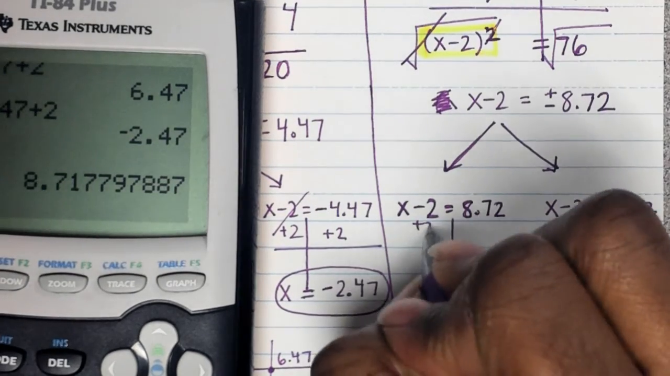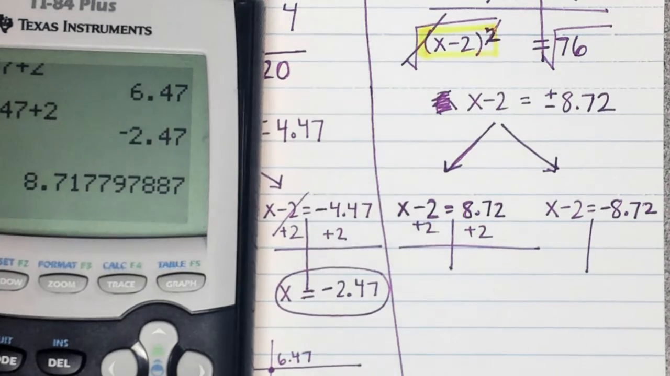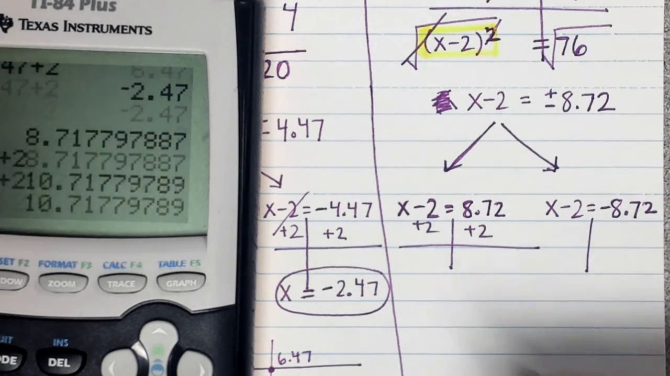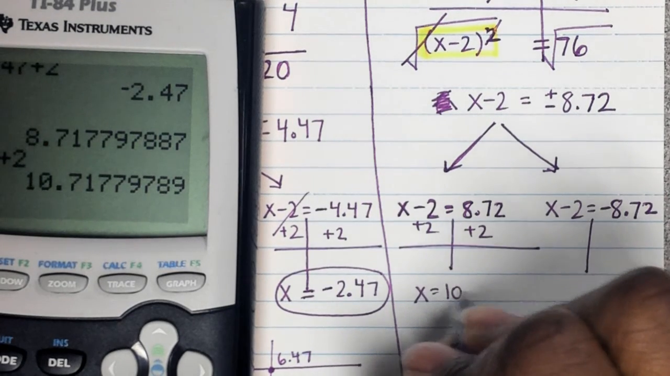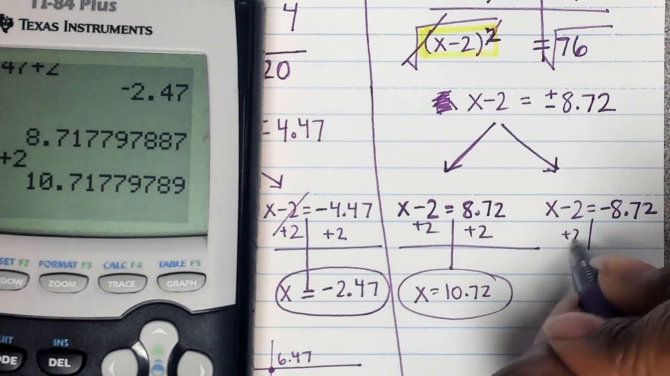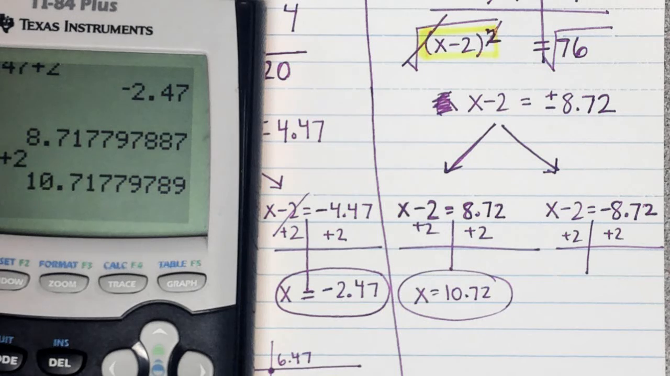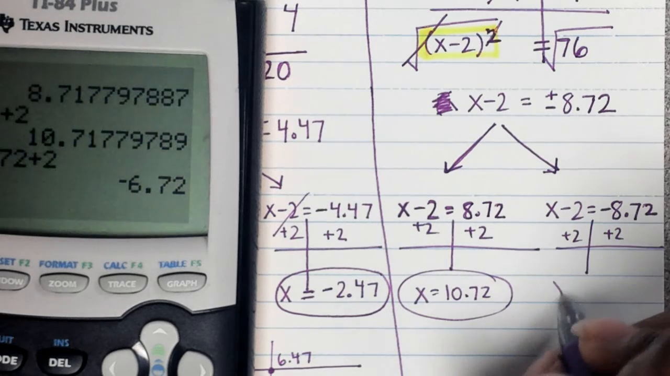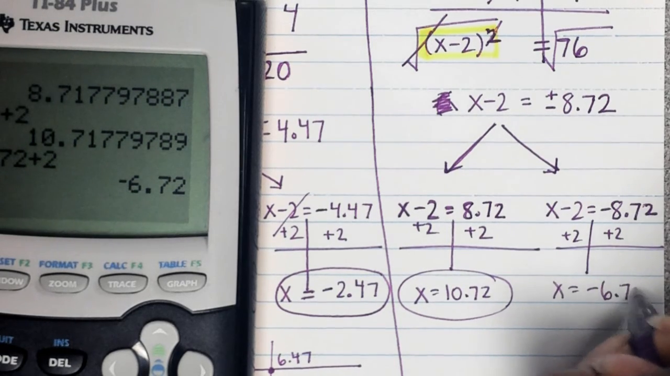So we add 2, we get x equals 10.72. Then we have to add 2, but now to a negative 8.72. And that will give me negative 6.72.